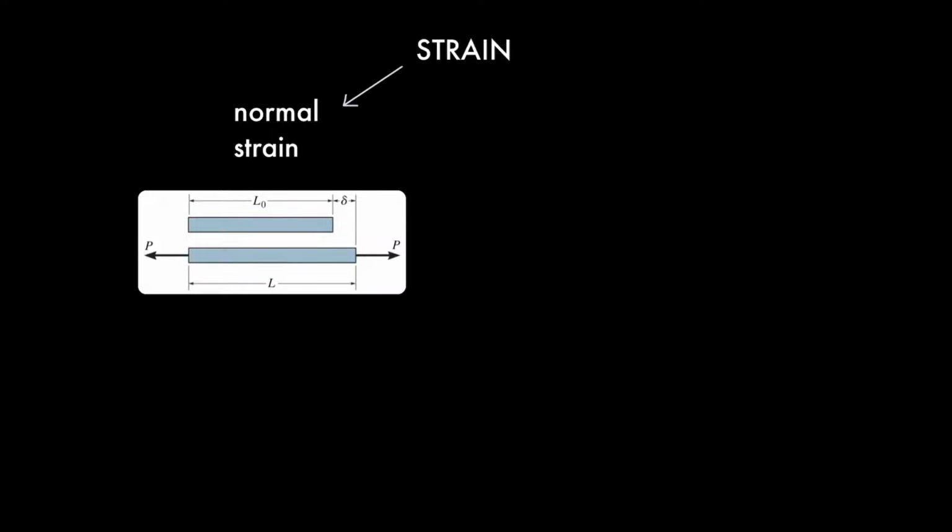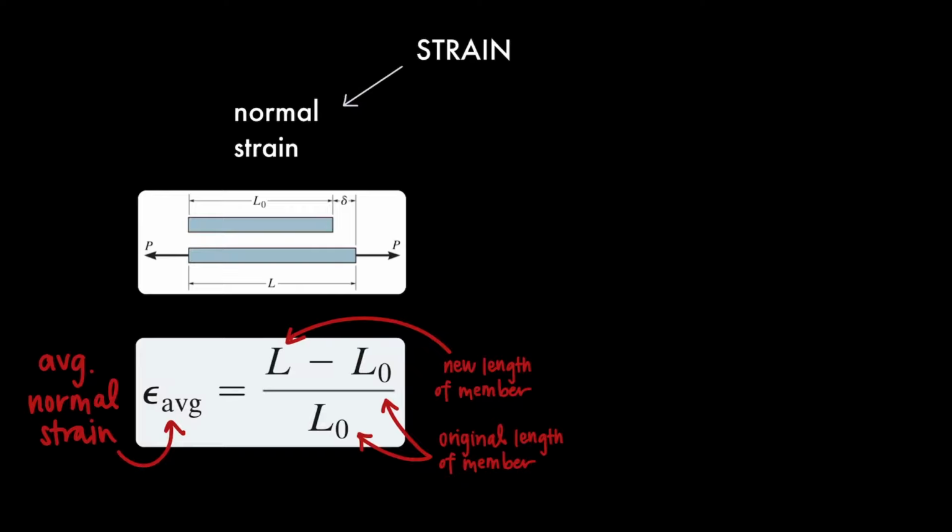Since deformation is almost never uniform throughout a body, we pick a point and generalize the strain to be the average normal strain. The average normal strain equals the change in length over the original length, where epsilon is the average normal strain, L is the new length of the member, and L sub 0 is the original length.